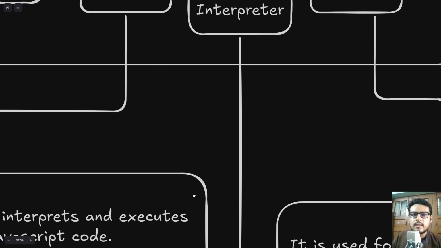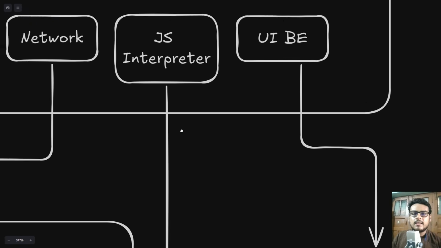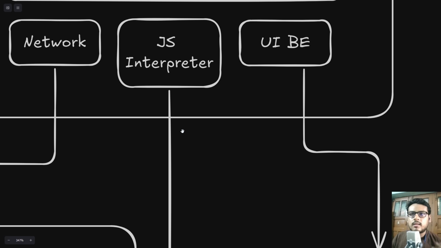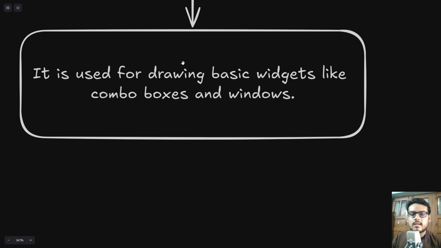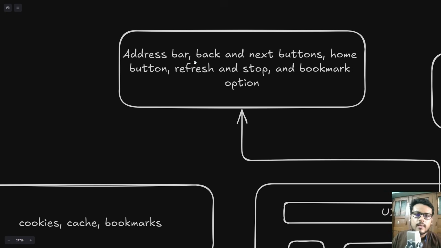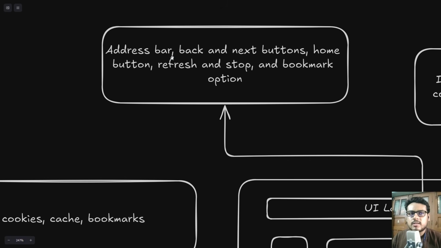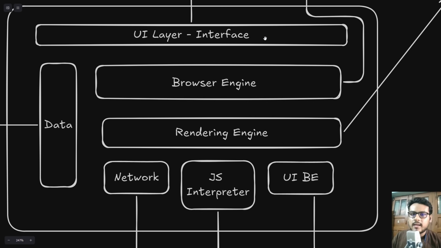Then we have the JS interpreter. As the name says, it is a component which interprets and executes JavaScript code. It's really very easy. Whenever a server responds with JavaScript code, that JavaScript goes to the JS interpreter. Then we have the UI backend. Think of the UI backend as the brain of the UI layer, which we discussed in the first step. It is used for drawing basic widgets like combo boxes and windows. Imagine that you have an address bar, but what exactly the functionality of this address bar is, is what the UI backend component defines. So it is kind of the brain of the UI layer.